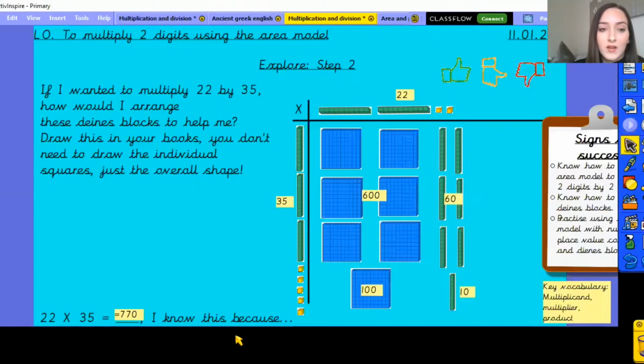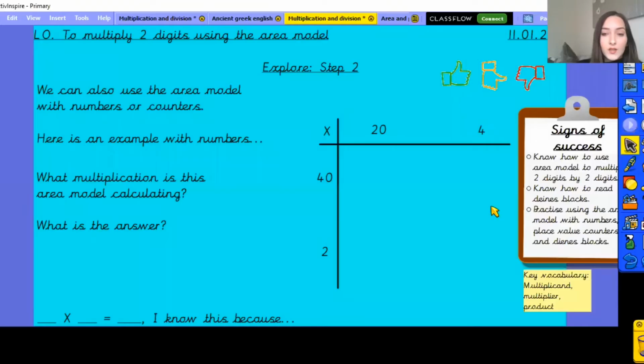So well done everyone if you got that correct. Okay, and for those of you that find it confusing with Dean's blocks, we can also do it with numbers. So here, I've got a multiplication and I've used numbers. So firstly, pause the video and think about what this multiplication is. What two-digit numbers are we timesing together? Okay, so pause the video and have a little think.